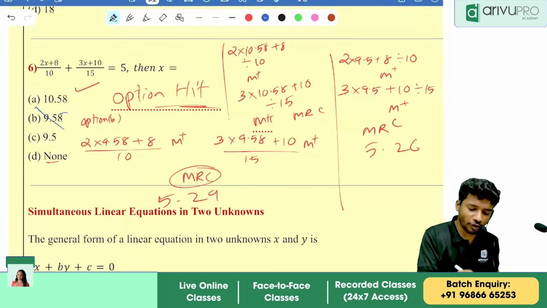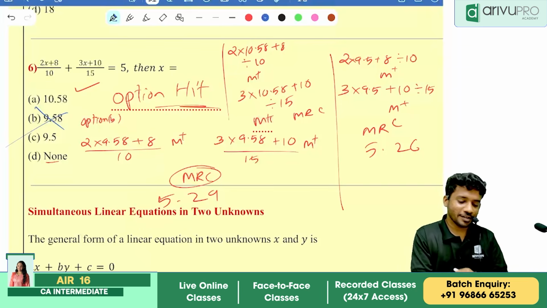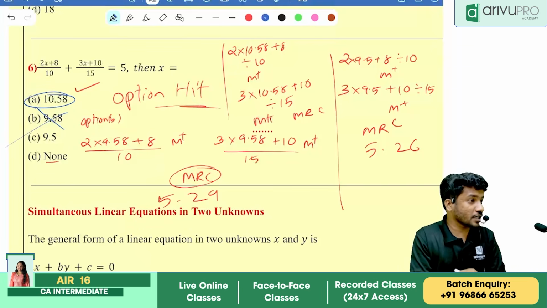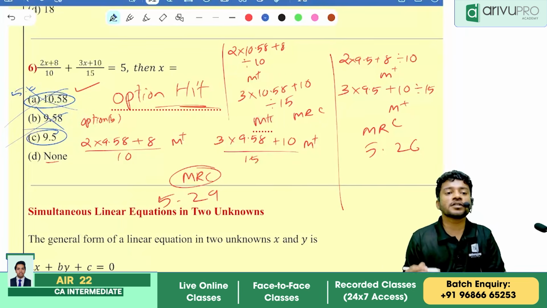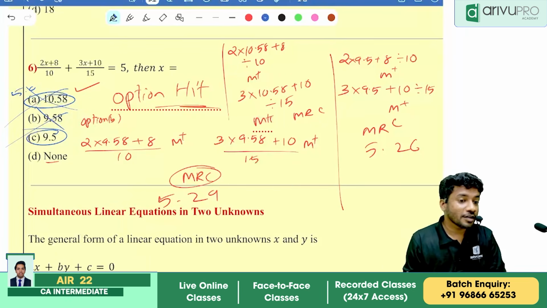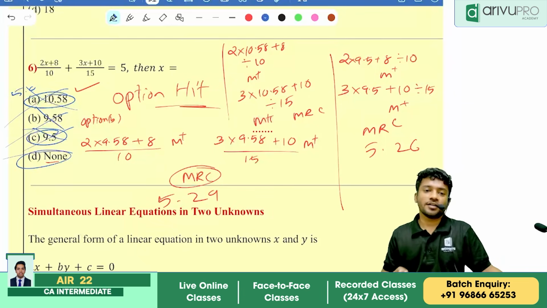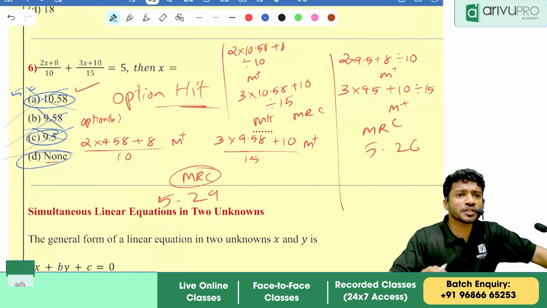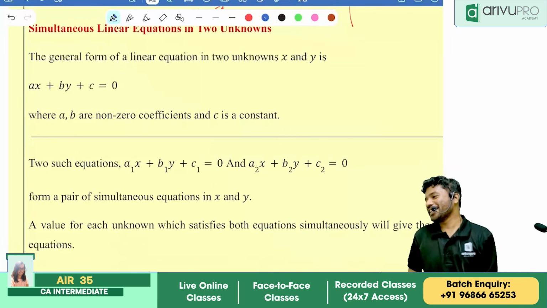Wrong. Then try option A. Option A is 5.69. Wrong. How much is it? 5.26. Wrong. Why are people telling 5.00 and 4.99 and all? Yes. Now, the next one.